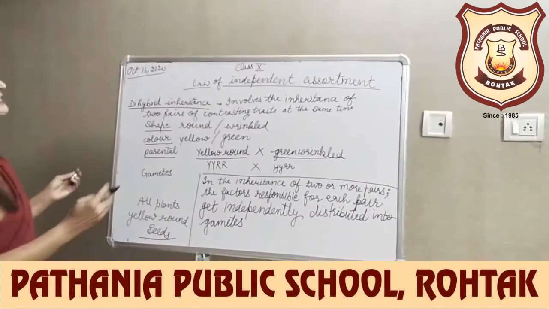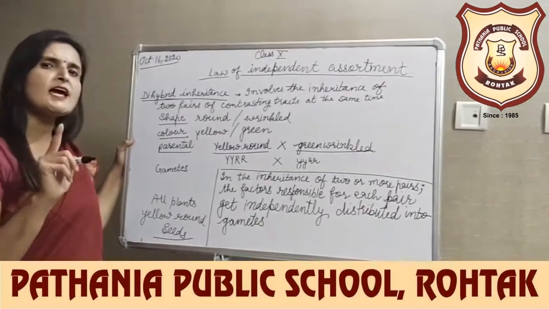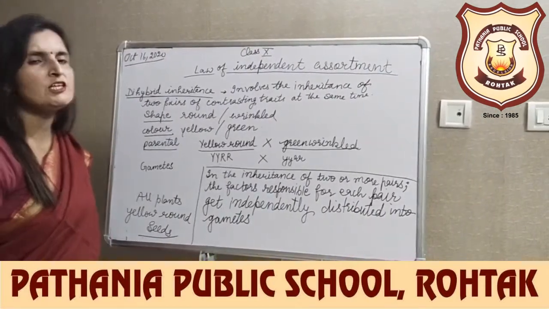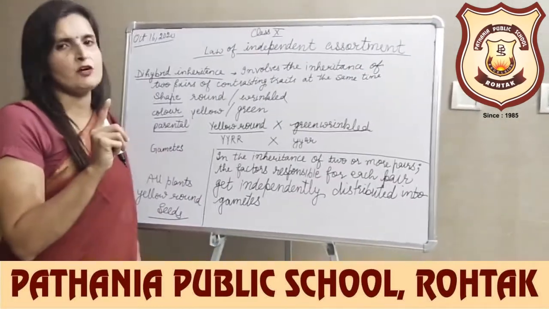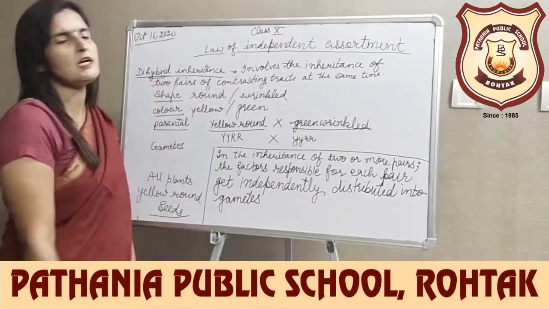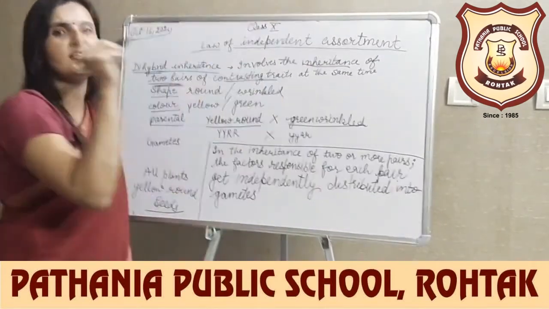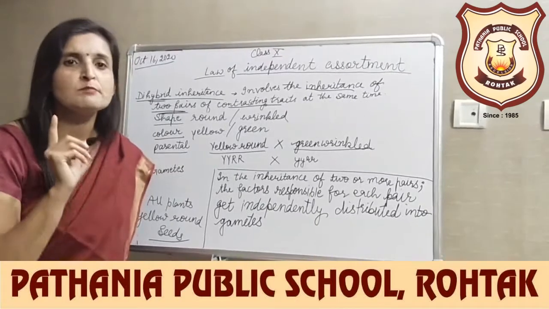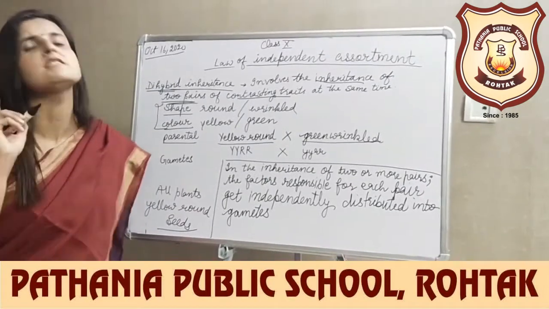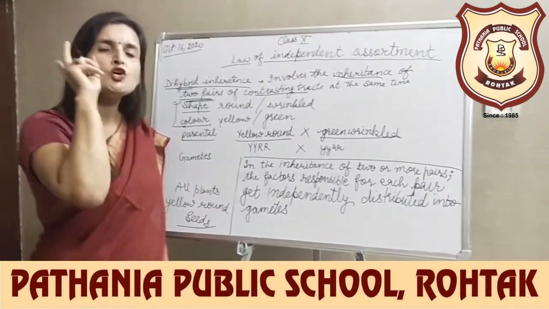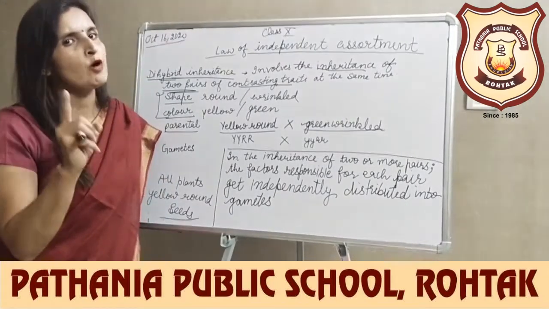First of all, you must understand what is meant by dihybrid inheritance. Just as in monohybrid inheritance we studied the inheritance of only one pair of contrasting characters, here we will study the inheritance of two pairs of contrasting characters at the same time. In Mendel's dihybrid experiment, he considered two characters, the color of the seed and the shape of the seeds.